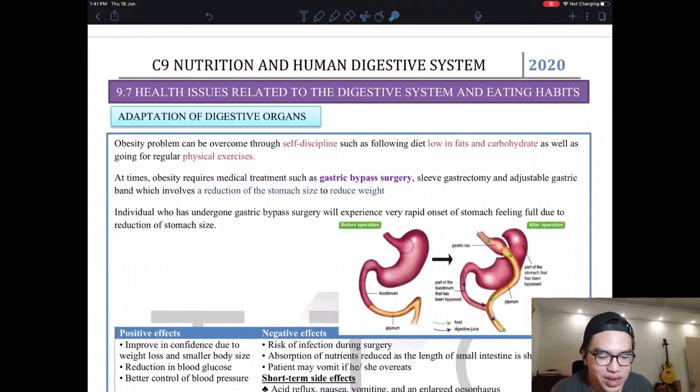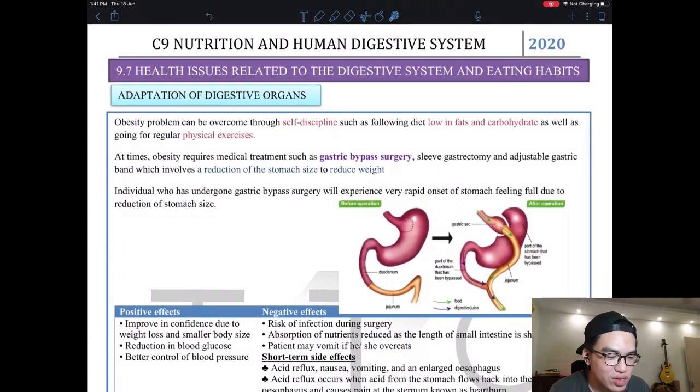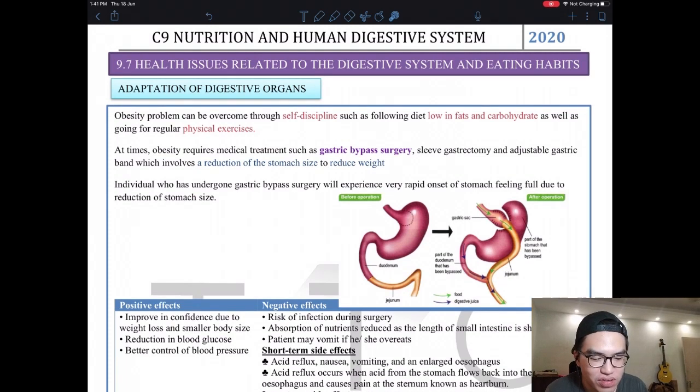All right, and then health issues. Let's look at health issues related to diet. Adaptation of digestive organs. So how should you overcome obesity? You can overcome it through self-discipline, such as following a low-fat and low-carb diet, and regular physical exercise. If I can do it, then you can do it. I'm not so different from you. I'm a human being as well.